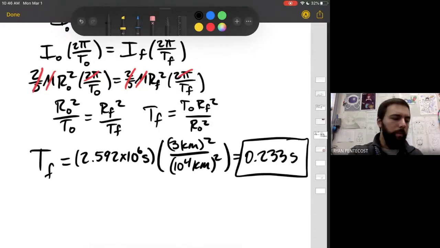Now, what does that mean? That means that this neutron star, after the supernova, the core is rotating once every 30 days. It makes one full rotation every 30 days. After this collapse from 10,000 kilometers down to 3 kilometers, it is now completing one rotation every 0.233 seconds, less than a quarter of a second. That's how fast neutron stars rotate. And that's actually true. Neutron stars are very fast in their rotation.